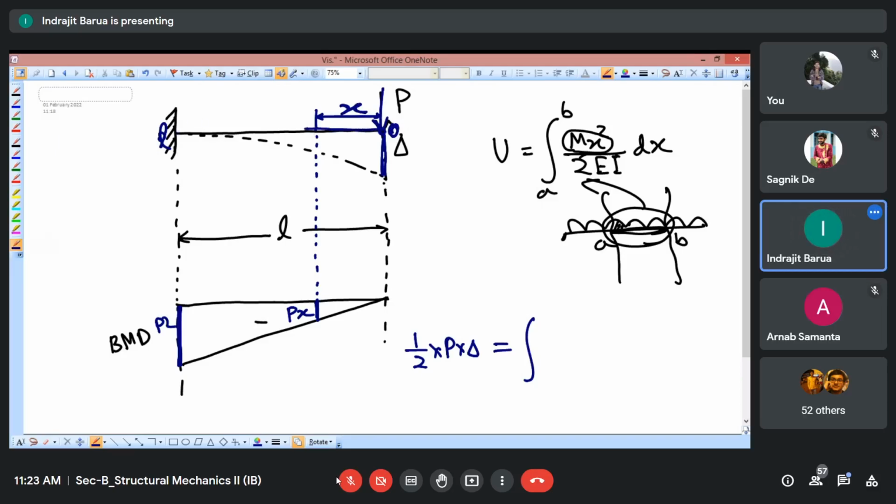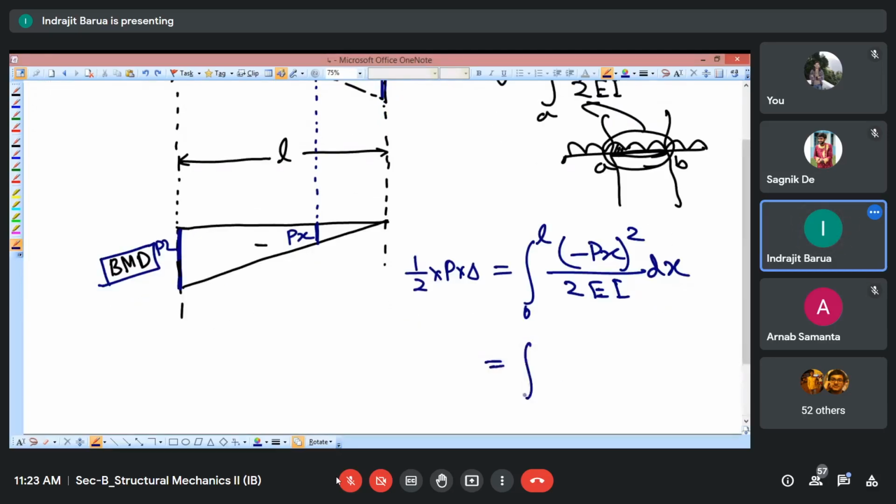Up to this point x can vary, so 0 to L, because it is a constant equation from this one to this, and the bending moment Px is continuously increasing up to PL. So we will be using that. Here let's write: minus Px whole square by 2EI dx, from 0 to L. So it will be P square x square by 2EI dx.